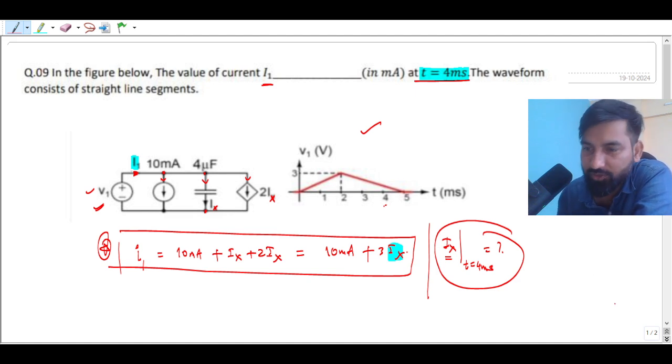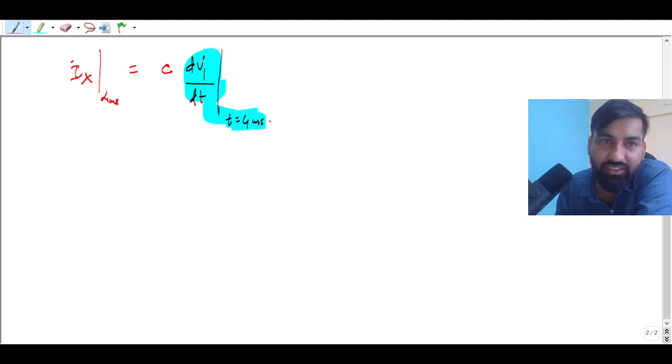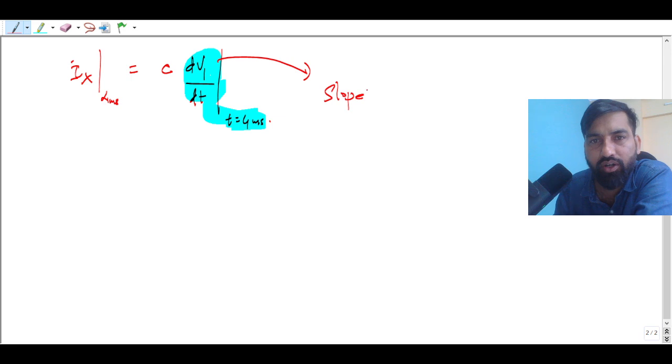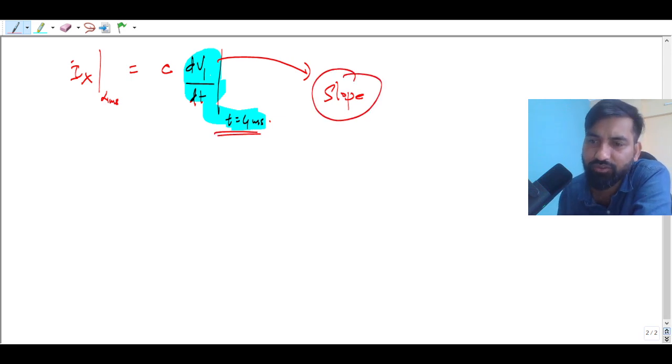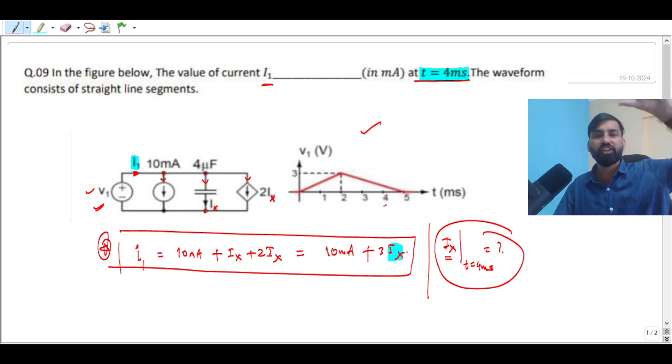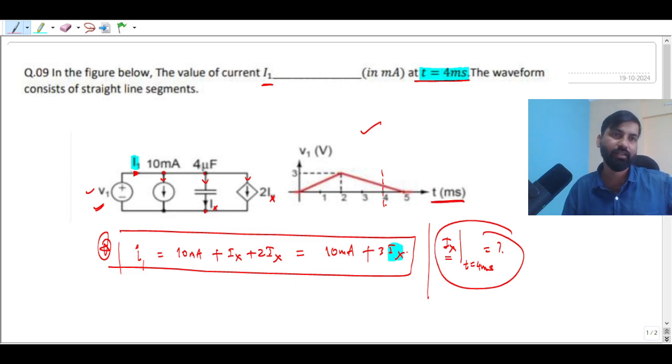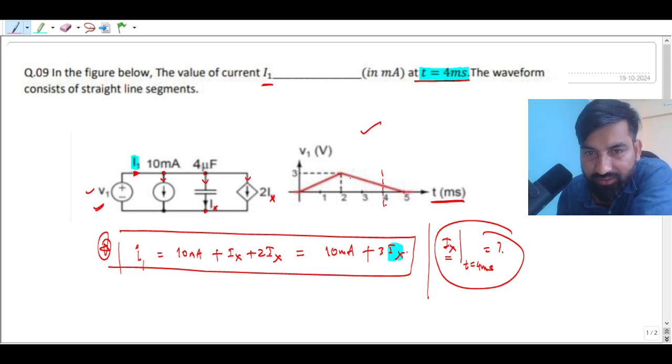Solution, okay? So this is nothing but the slope at that instant of time. And what is the meaning of slope? Slope is nothing but change in y upon change in x, right? So at that instant of time, 4 millisecond, remember this is also a millisecond here, the time is given in millisecond, right? So what is the slope here, guys?